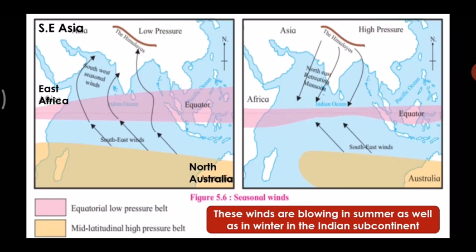So when are these monsoon winds blowing? These monsoon winds are blowing in summer as well as in winter season in the Indian subcontinent. And that is why we have an extra season in India, the rainy season, because we are getting rains. Because of what are we getting rains? Because of the monsoon winds which blow in summer and winter.